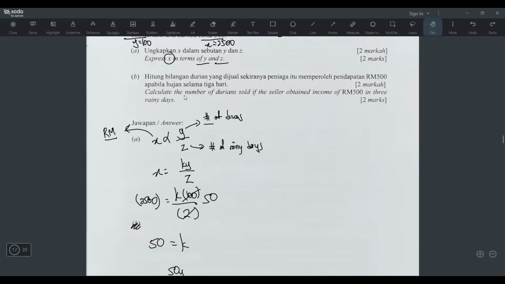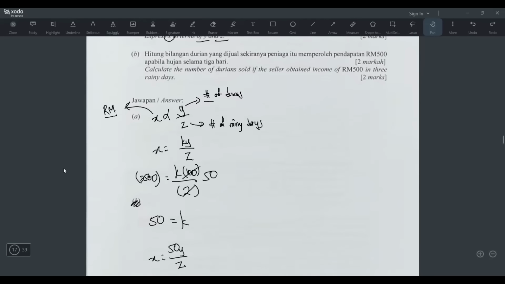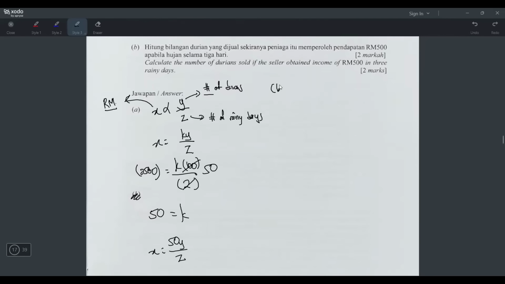So dia suruh express X in terms of Y and Z. Ini dah jawapan dia. Okay, but there is a B here. So let's see what the B says. Calculate the number of durians sold. Okay, it means find X or find Y or find Z. Number of durians sold. Find Y. Because Y represents number of durians. That is why, so now you know, right? Why I asked you to write down what the XYZ represents.